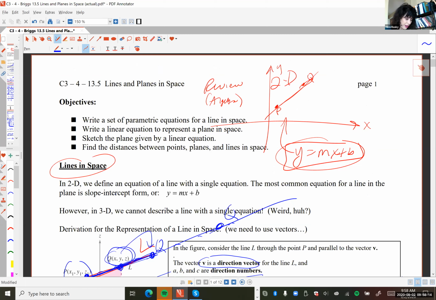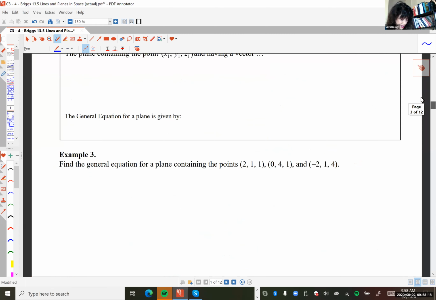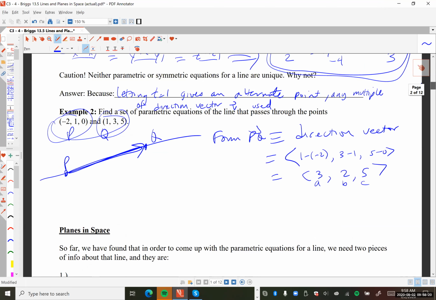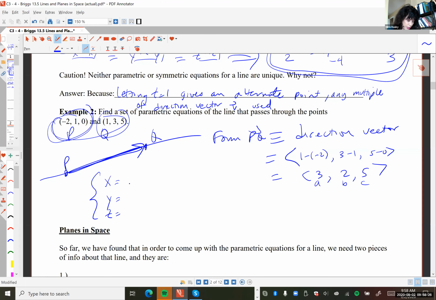So how about if I, oops, I don't know what the heck I just did. I hate PDF annotate. So I need a package, so X, Y, Z here. And then how about if I use point P? So I'm going to have -2 plus 3t, and then 1 plus 2t. These coefficients on the t, I'm using my direction numbers over here. And then 0 plus 5t, and I don't need to even write the 0. You don't need to write that. So here I use the point P.